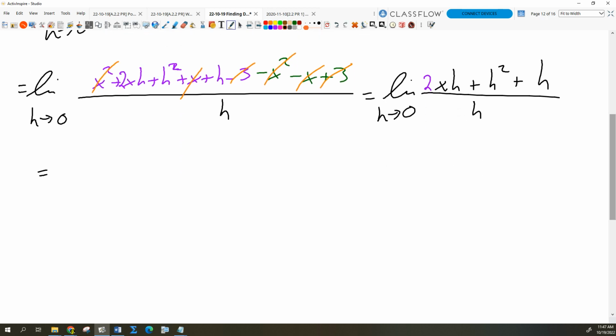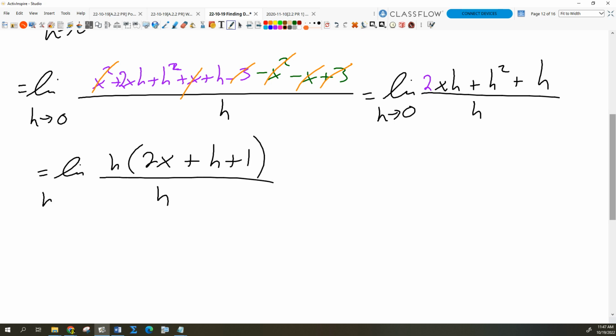So I get the limit of h times 2x plus h plus 1 all over h as h goes to 0. I get my vertical cancellation here, so those guys are gone. And now I can evaluate the limit. Let h go to 0. If h goes to 0, then this term goes away, and I just get the answer 2x plus 1. How about that?